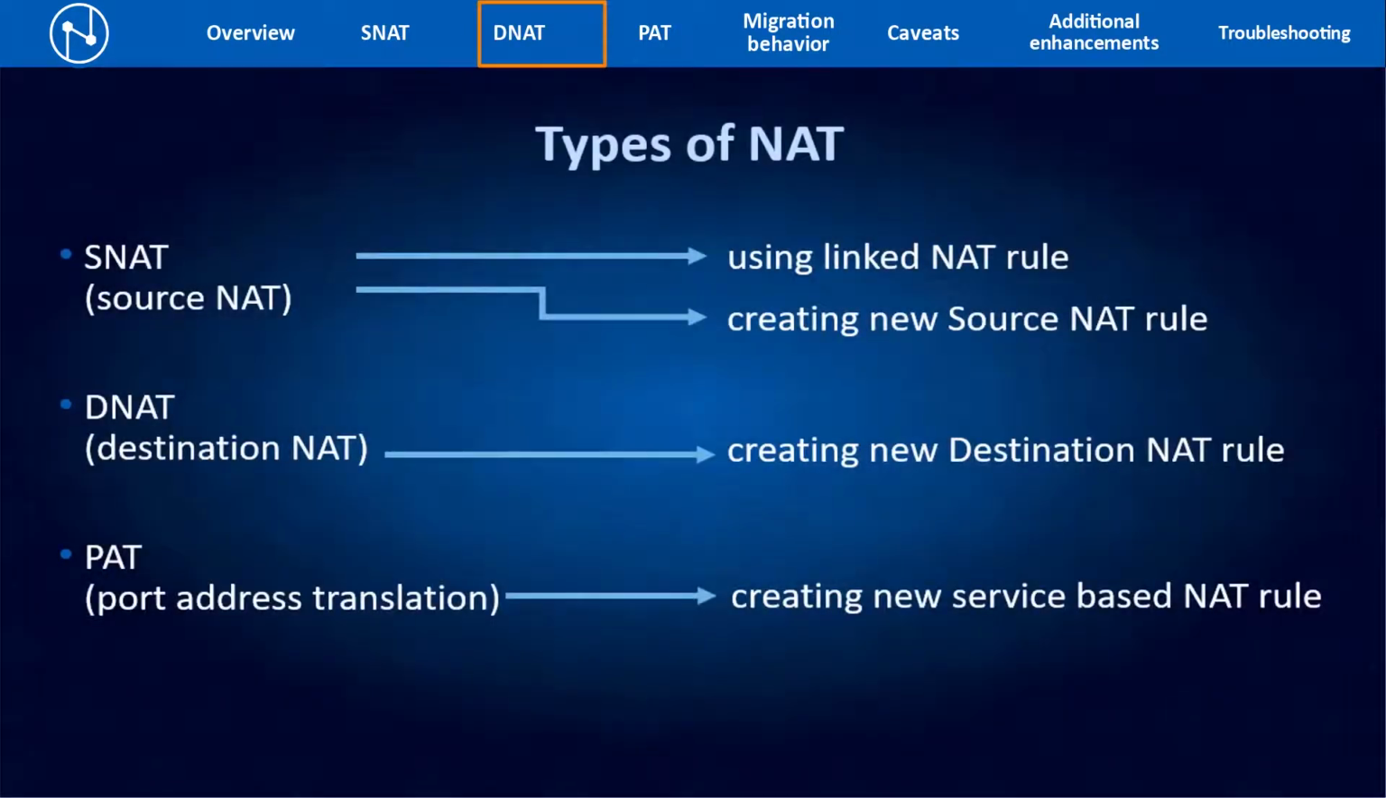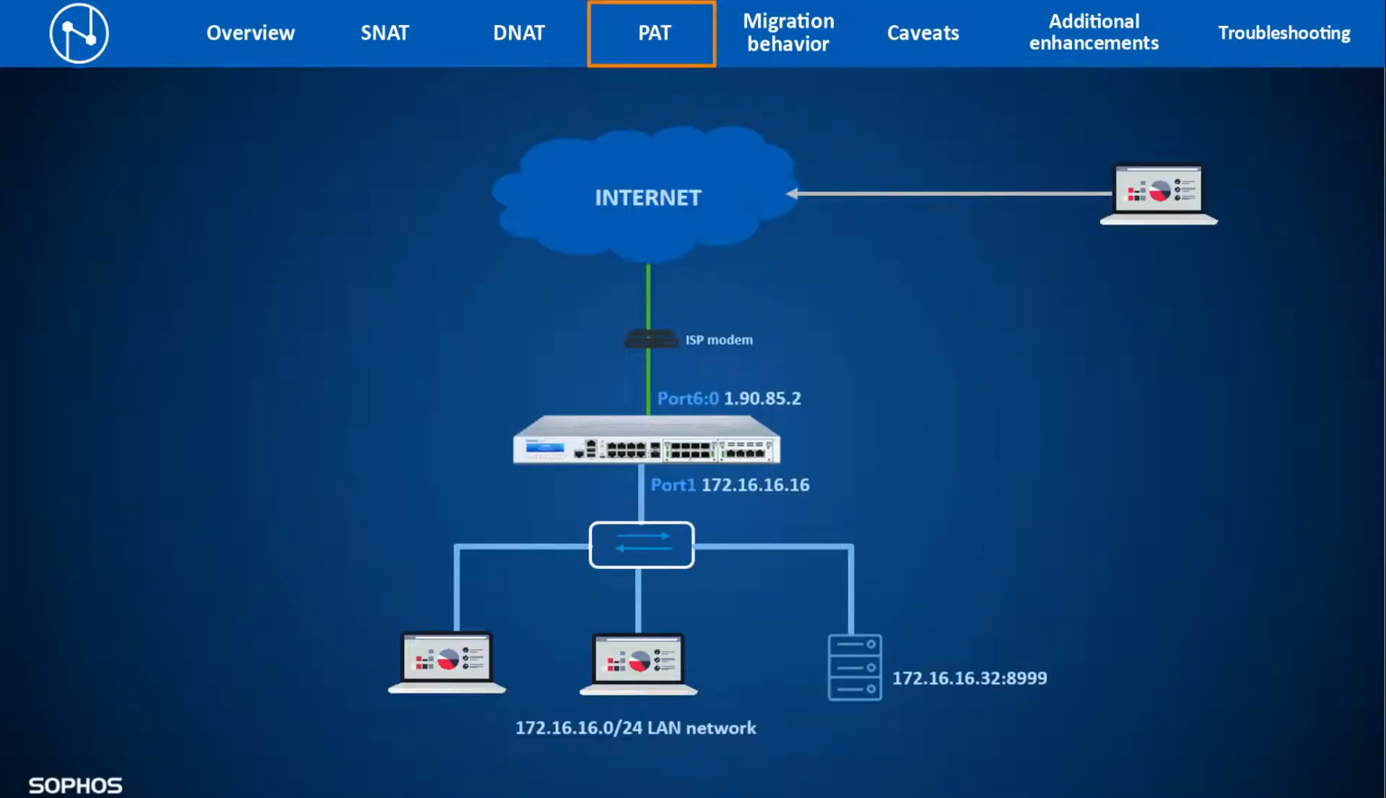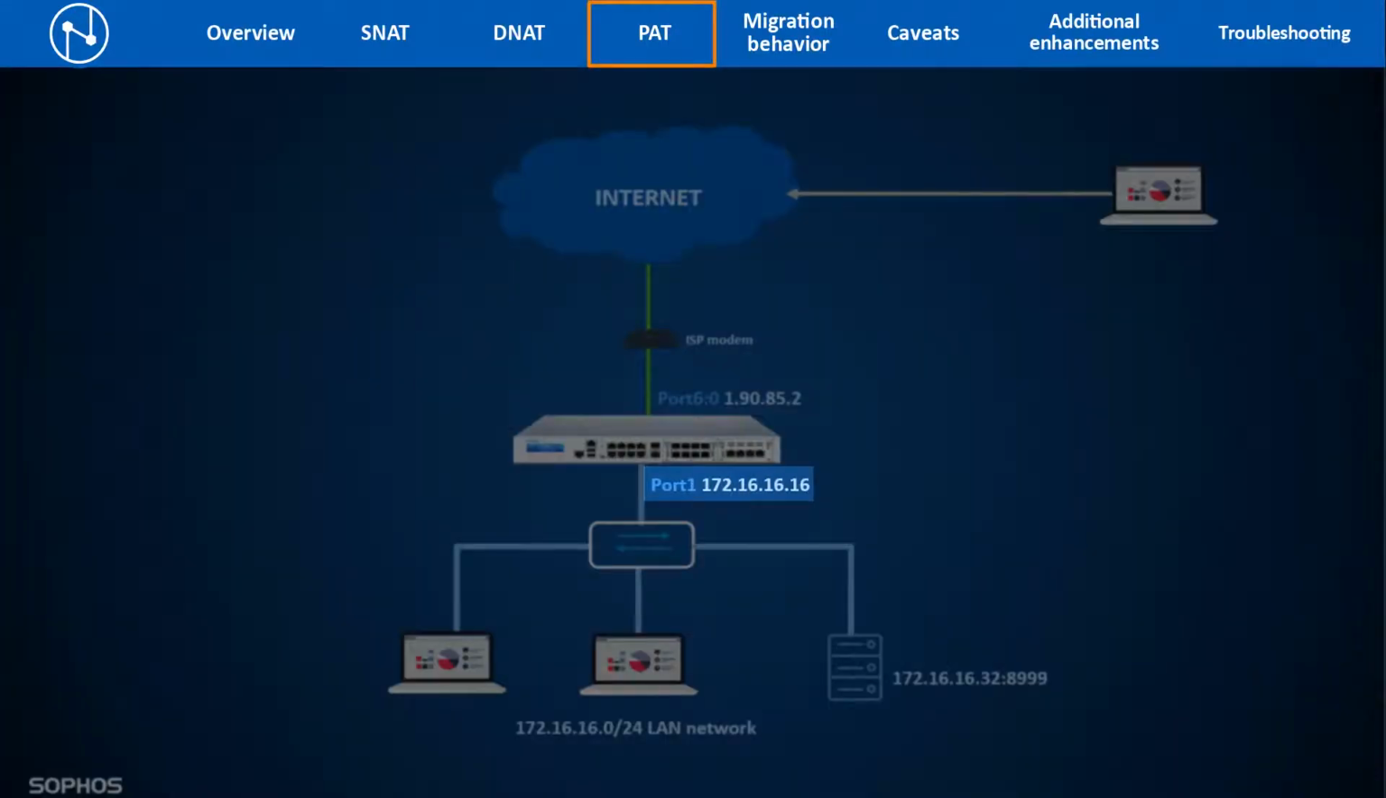The third type of NAT is port address translation, also known as PAT. Let's take a look at an example network diagram. Port 1 is configured as our LAN interface, IP address 172.16.16.16. Our internal web server, IP address 172.16.16.32, belongs to the LAN network and listens on the TCP port 8999.